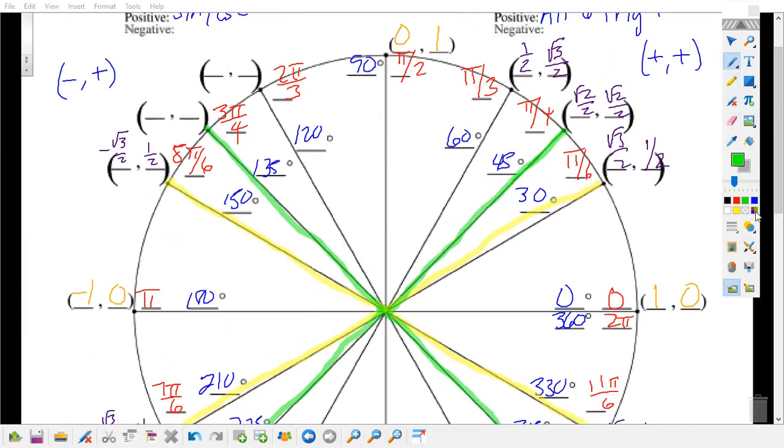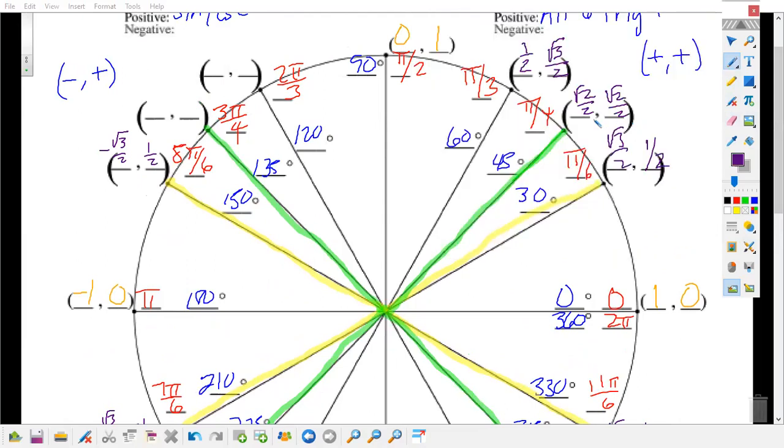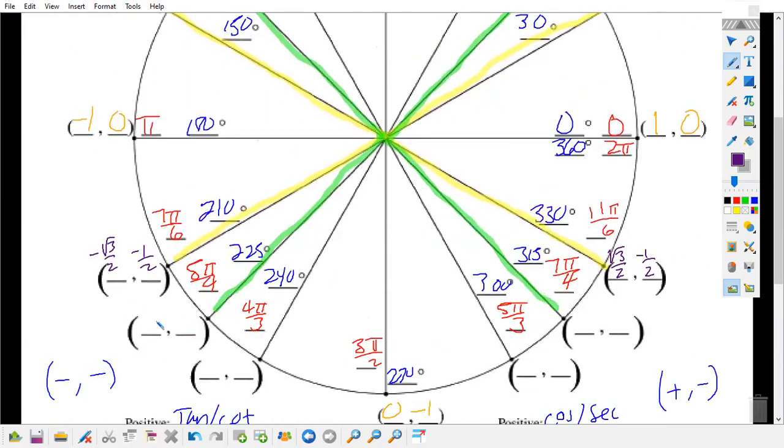Okay, so in quadrant 2, I have square root of 2 over 2, but x is going to be negative, y is going to be positive. Quadrant 3, I have square root of 2 over 2, square root of 2 over 2, and they both are negative. And quadrant 4, I have square root of 2 over 2 and negative square root of 2 over 2.